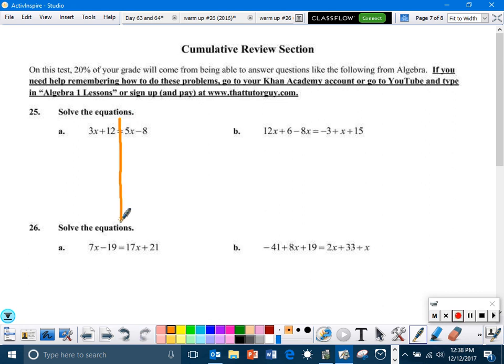We'll notice that there is a variable on both sides, and I like to keep my variable positive. So my first step is going to be, and there's more than one right way to do this, folks, this is the way I do it. I'm going to keep my x positive, so that means I'm going to subtract 3x. Now I have to add 8. And then I divide by 2, and I have my answer.